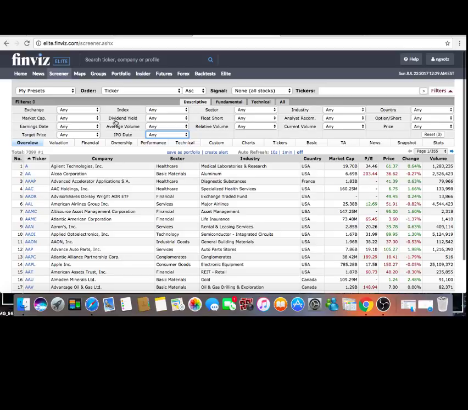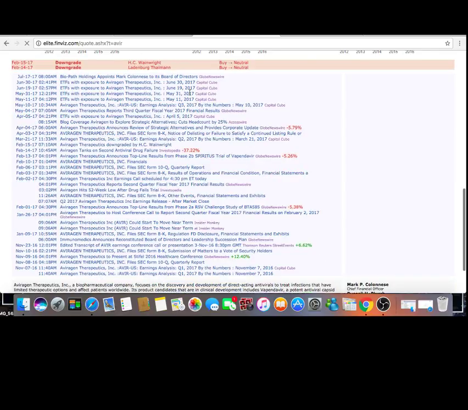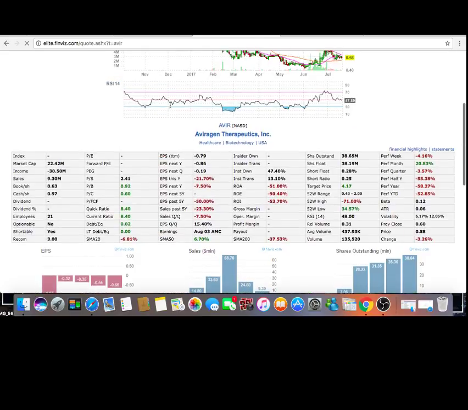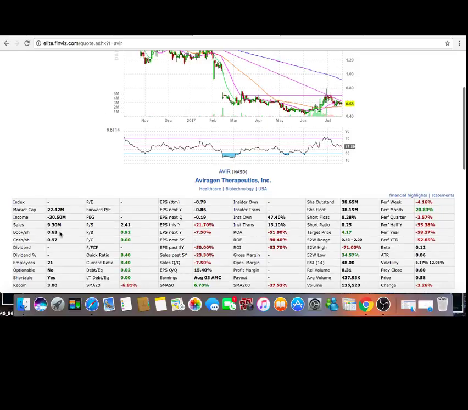We will look up AVIR. Then we're going to want to scroll down here. Well, first, let's take a look here. This is one thing I always do. I look at the cash per share. I look at the book per share. So this is cash per share. So every share, they have that much cash. And then I also look at the debt.